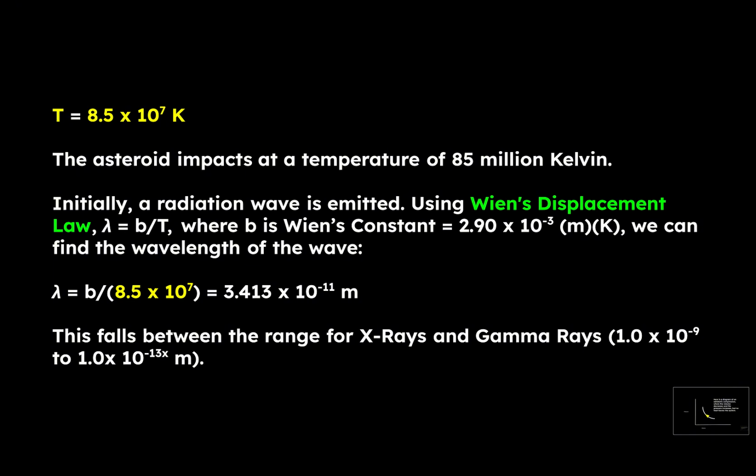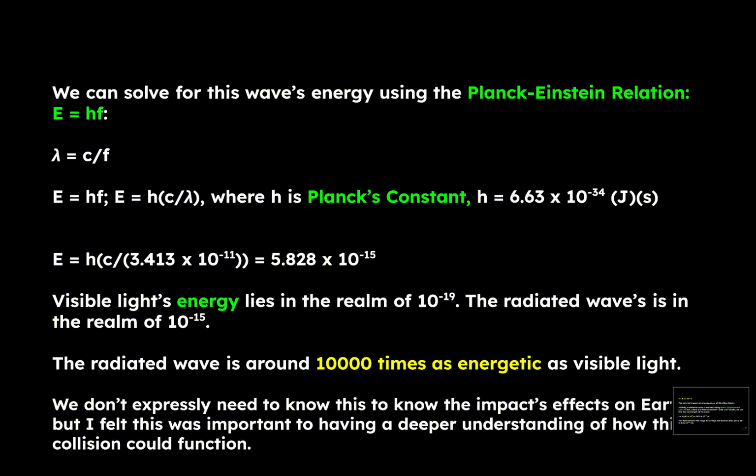Initially, a radiation wave is emitted, so using Wien's displacement law given here, where b is Wien's constant, we can find the wavelength of the wave, which comes out to be 3.413 times 10 to the negative 11th meters. This falls between the range for X-rays and gamma rays. We can solve for the wave's energy using the Planck-Einstein relation E equals hf. We found the energy to be 5.828 times 10 to the negative 15 joules. Visible light's energy lies in the realm of 10 to the negative 19th joules, while the radiated wave is in the realm of 10 to the negative 15th. That means that the radiated wave is around 10,000 times as energetic as visible light.